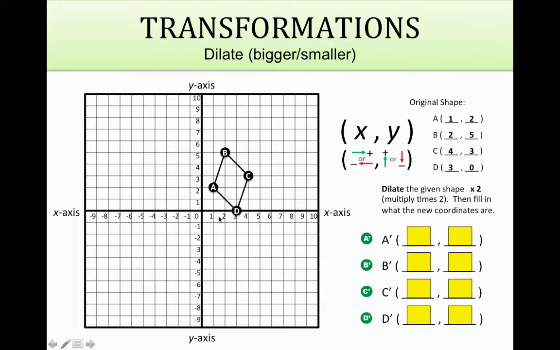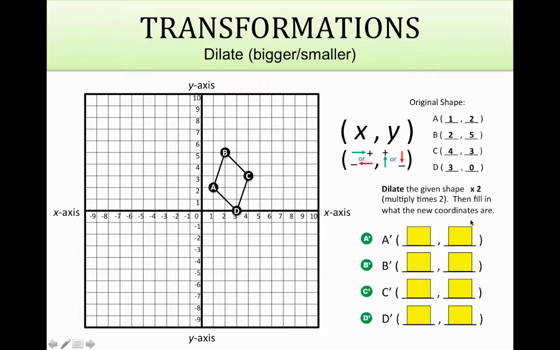You have a 3 or 4 point original shape. You got the original coordinates over here. You have your little key over here telling you how to work with the coordinates. And then you have everything you're responsible for over here. You got your points, you got your coordinates that you got to fill in, and then you have your directions.